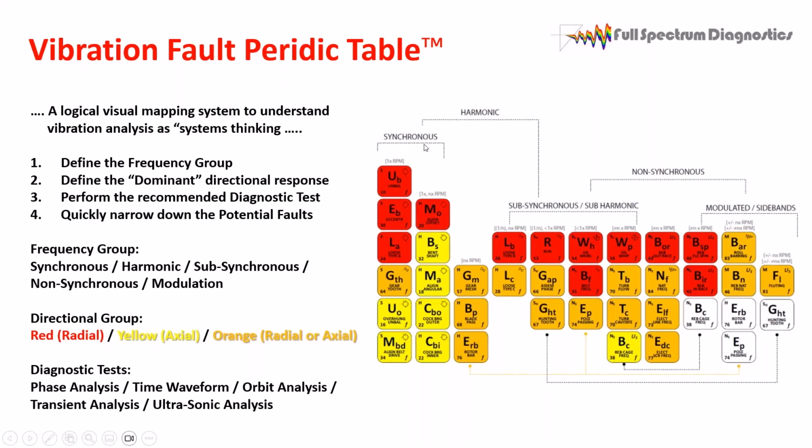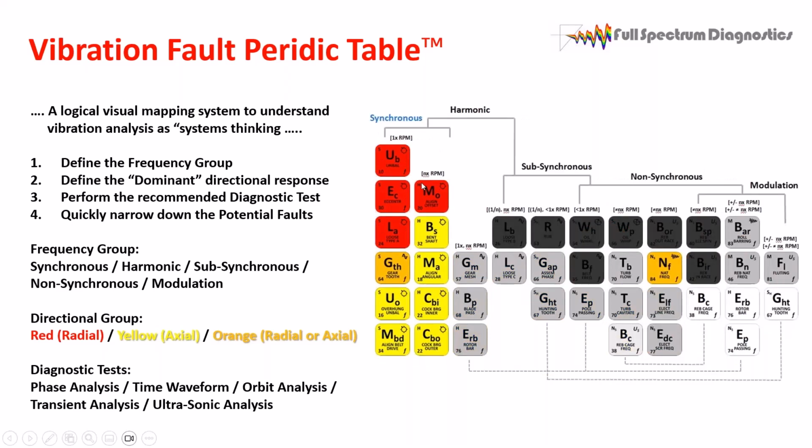We have a synchronous problem. Okay, we have a high 1 times peak in our spectrum. That means there's no harmonics in it. There's no subsynchronous. The non-synchronous is gone. There's no modulation or sidebands. All we have is a high 1 times. Okay. This is where we are now.